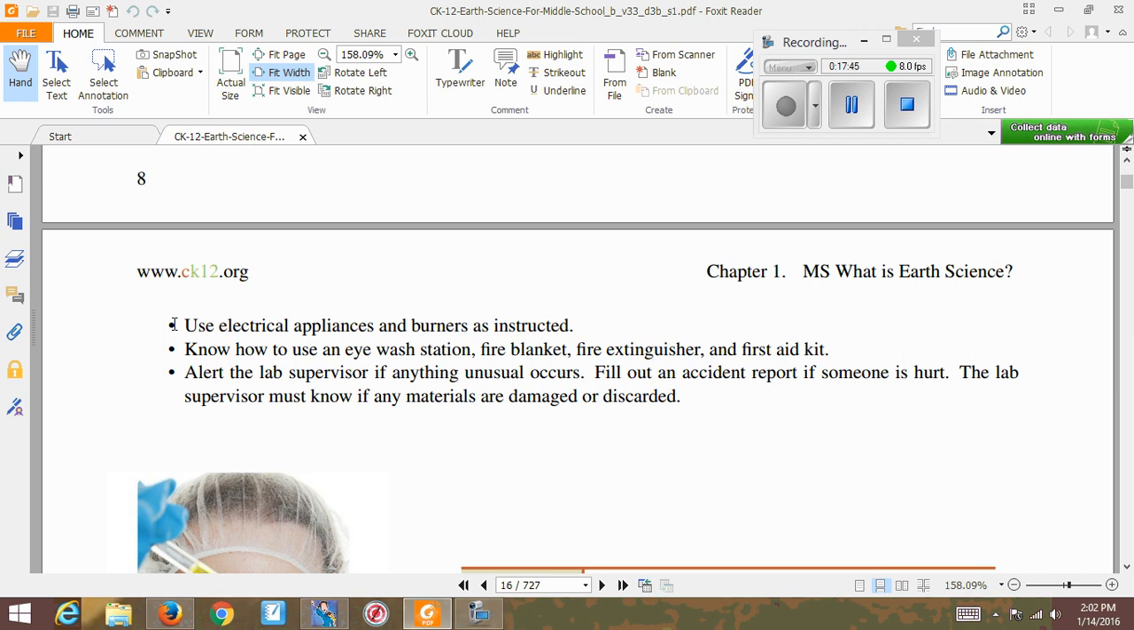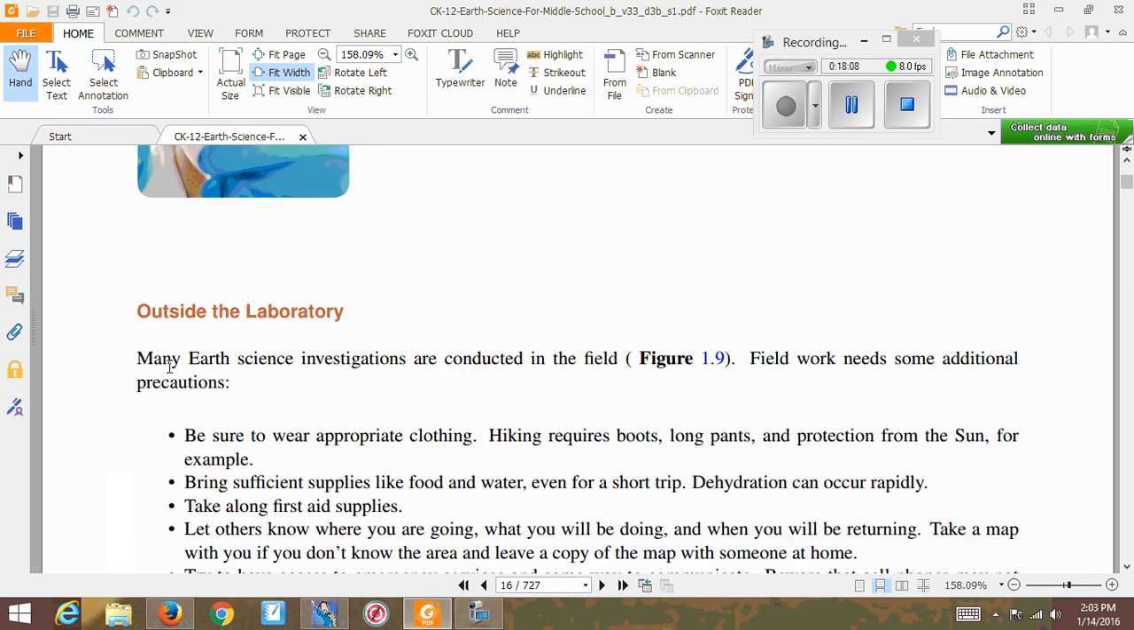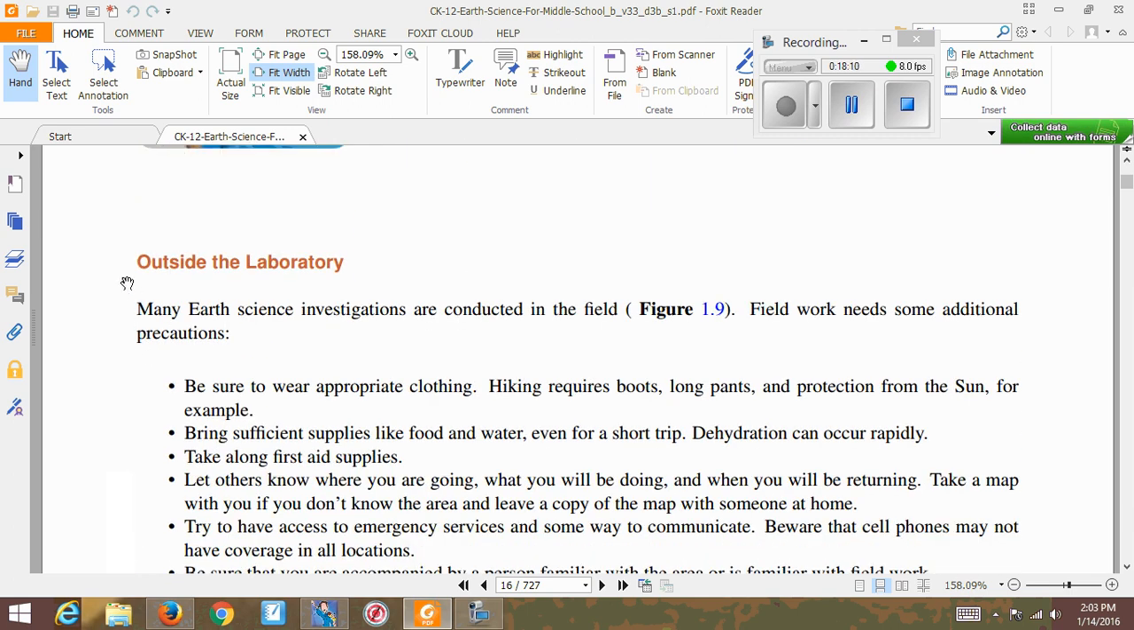Outside the laboratory. Many earth science investigations are conducted in the field. Field work needs some additional precautions. Be sure to wear appropriate clothing. Hiking requires boots, long pants, and protection from the sun, for example. Bring sufficient supplies like food and water. Even for a short trip, dehydration can occur rapidly. Take along first aid supplies.